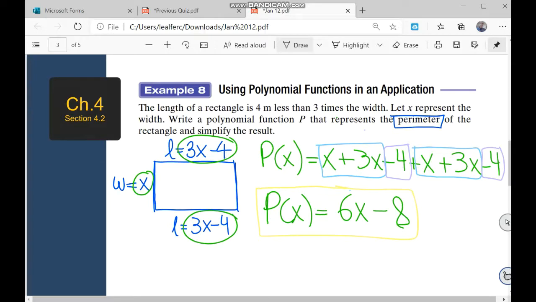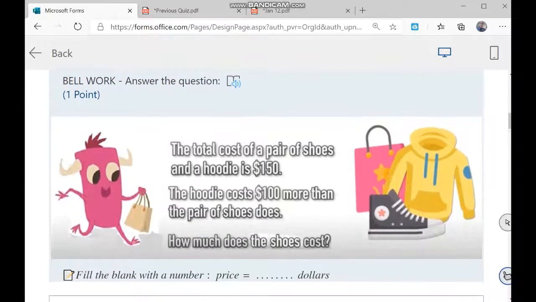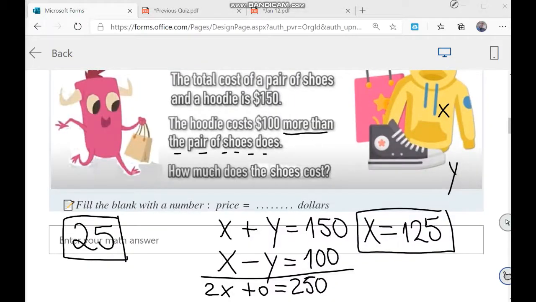Before, as usual, let's try to solve this bell work. Today the bell work is about this guy that went to the shopping mall and bought lots of things. He liked fancy clothes, and he bought this fancy hoodie and a pair of shoes. He spent a total of $150, but the hoodie costs $100 more than a pair of shoes. How much do the shoes cost? Only the shoes. I want you to send me a message here.